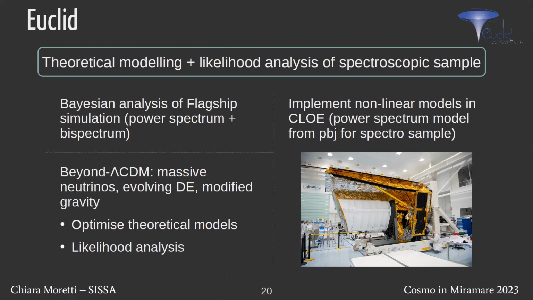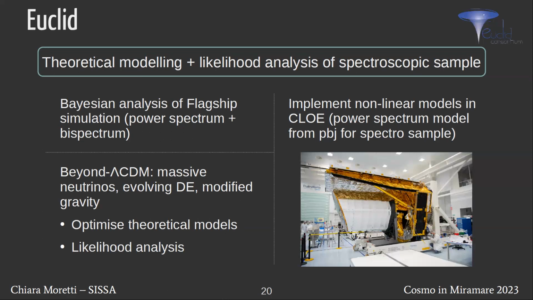I am involved in the Euclid mission. This actually takes up a lot of my time. And in particular, everything that I described until now is very much relevant for Euclid, where I'm involved in the theoretical modeling for the power spectrum of the spectroscopic sample, and also in the likelihood analysis. And in the development of the likelihood pipeline that will be used by the Euclid collaboration on the data. So I listed here some of the projects that I'm involved in within the collaboration.